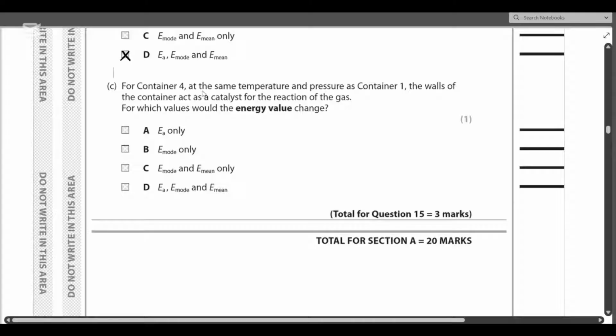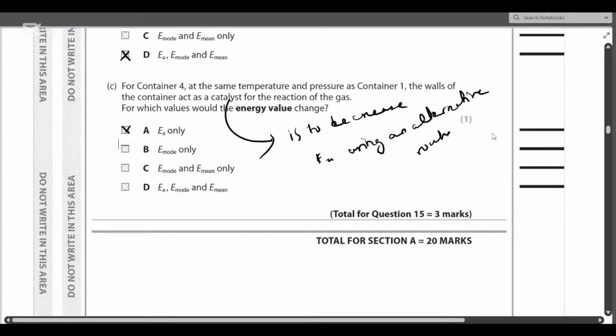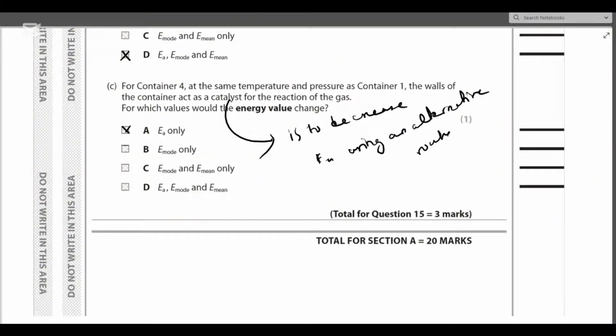Again, for container 4, the same temperature and pressure as container 1, the walls of the container act as a catalyst for the reaction of the gas. For which values does the energy value change? Now, we know that the role of a catalyst is to decrease Ea using an alternative route. So the only option that's going to change is the activation energy. So A is the correct answer down here. With this, our section A is completed.